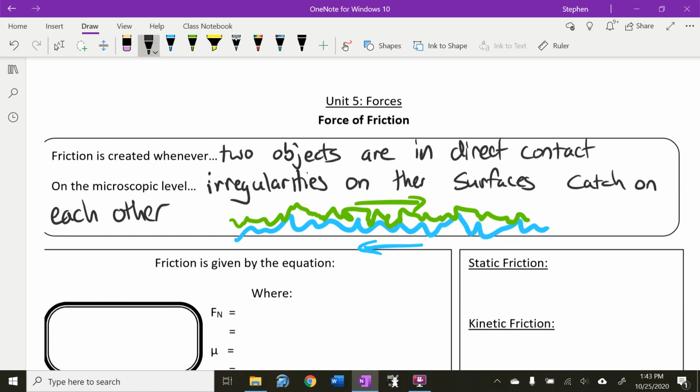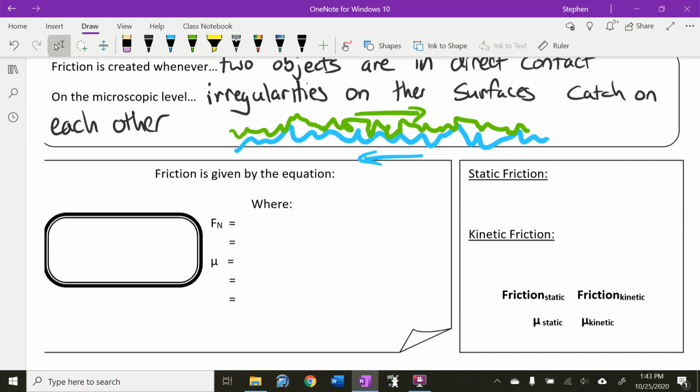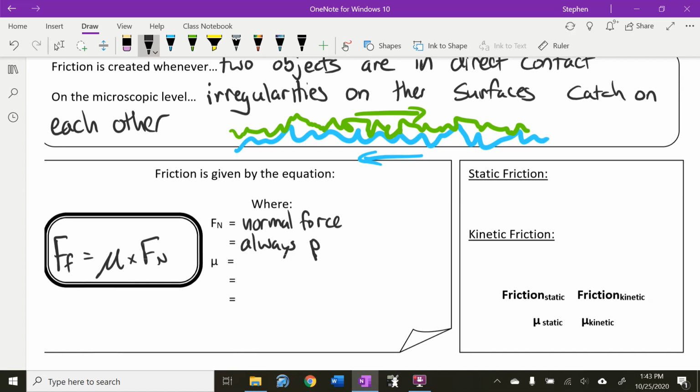Now, in terms of friction, it does have its own force, which is probably not a surprise, and that is as follows. Ff, which is the force of friction, is mu times our normal force. So normal force is what Fn stands for. It is always perpendicular, meaning it's at 90 degrees. It's given by this symbol. So it's perpendicular to the surface.